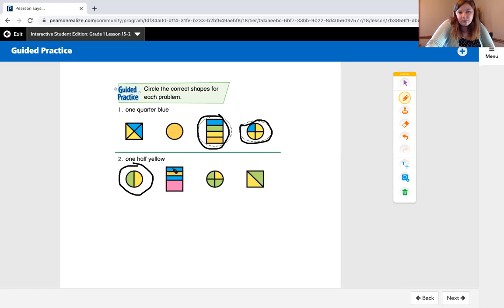Now, this one has 1 section that is yellow, but it is not half of the shape. We are looking for half of the shape to be yellow. Again, this one has 1 section that is yellow, but it is not half of the shape. This quarter would have to be yellow for the shape to be half yellow. Let's look at this last one. 1 out of 2 sections is yellow, so half of this shape is yellow.